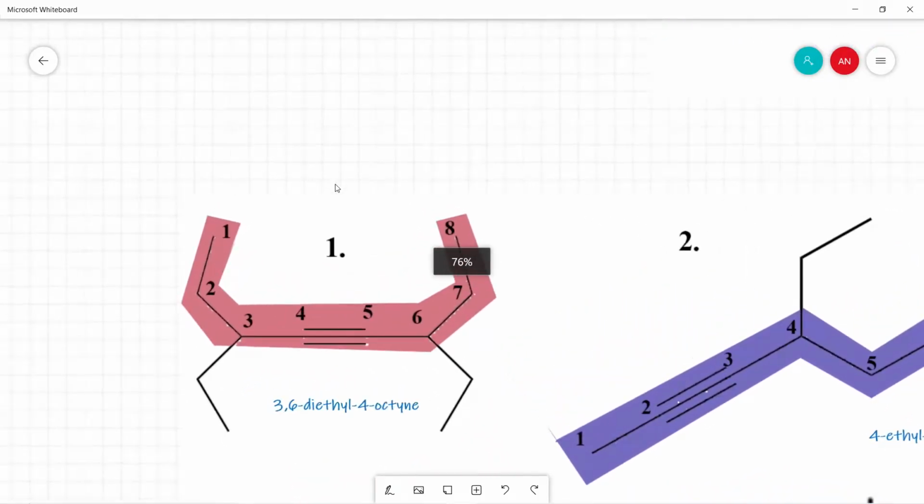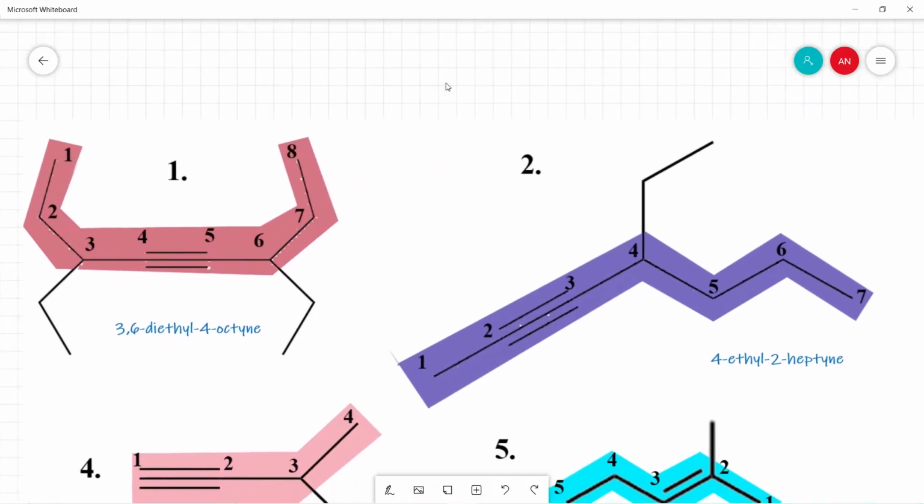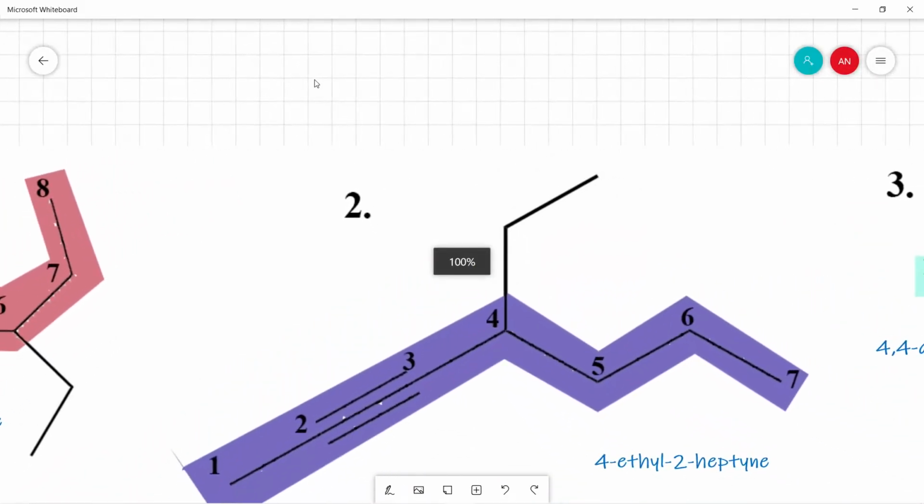Yep, there it is. There are 2 ethyl radicals. You can clearly see there are 2 ethyl radicals, one on the third carbon and another on the sixth carbon. So 3,6 diethyl, and the triple bond is between the fourth and fifth carbon. So of course we'll take the fourth carbon as reference, and the parent chain has 8 carbons, so octyne, 4 octyne, 3,6 diethyl 4 octyne. Very easy, not any rocket science here.